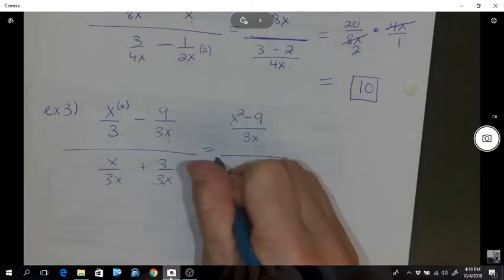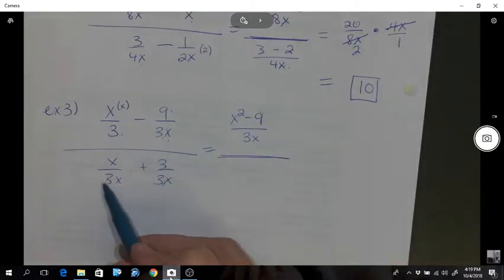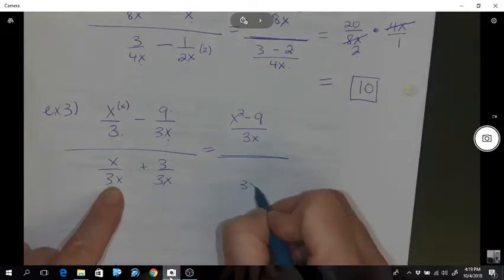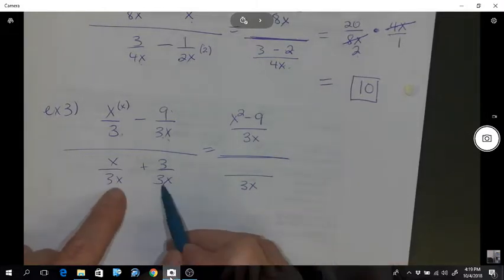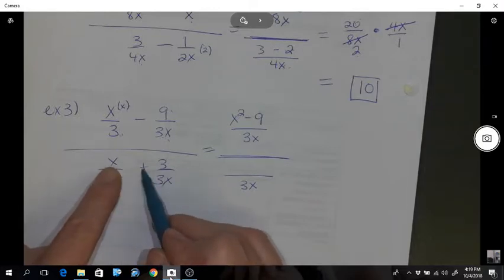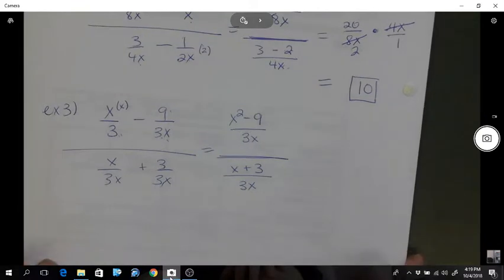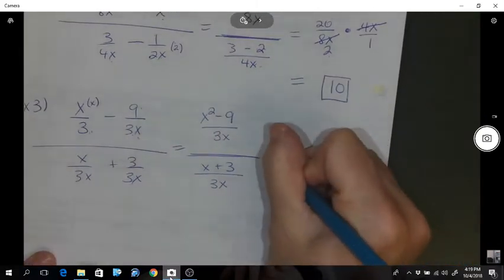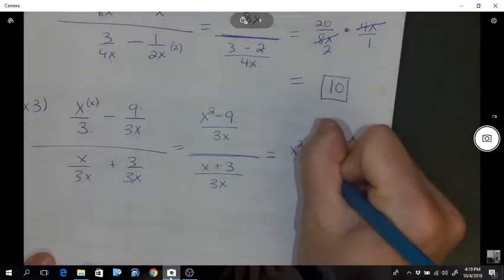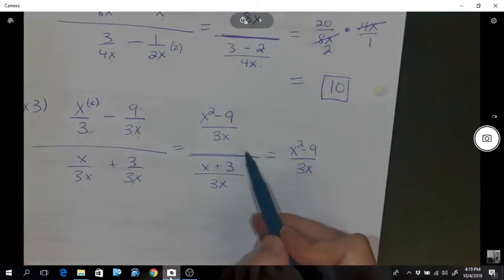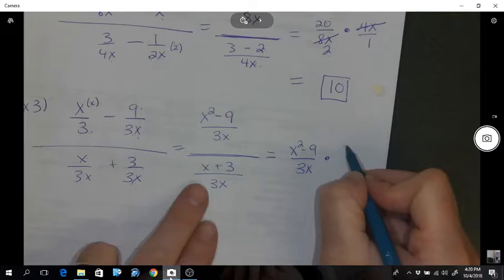Okay, let's look at the denominator. So I have 3x and 3x, so that is a common denominator. So now I just do nothing to this and nothing to this. So x plus 3. Okay, so now we have x squared minus 9 over 3x. Okay, remember this division? I'm going to change it to a multiply, and I'm going to flip.